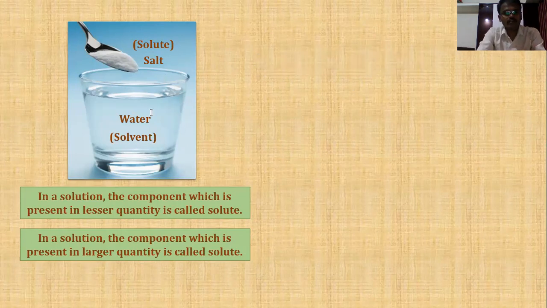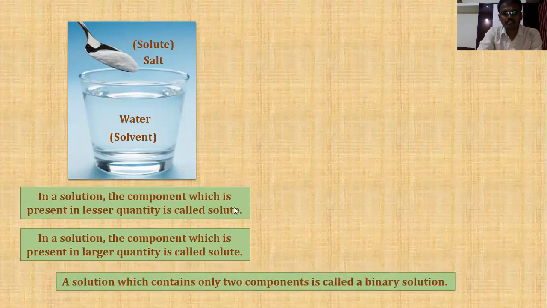Students, depending on the number of components present in the solution, we have different terms to be used, like binary solution and ternary solution, etc. I will tell you about that a little later, and before that, let me consider one more example. A solution which contains only two components is called a binary solution. Here, salt and water is a binary solution. Salt is one component, water is another component. Only two components, such solutions are called binary solutions.